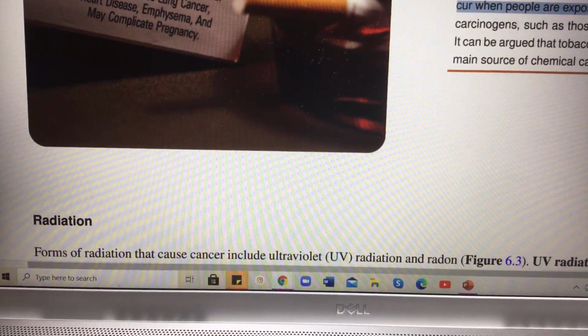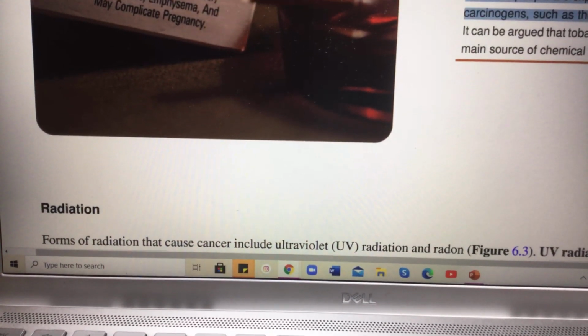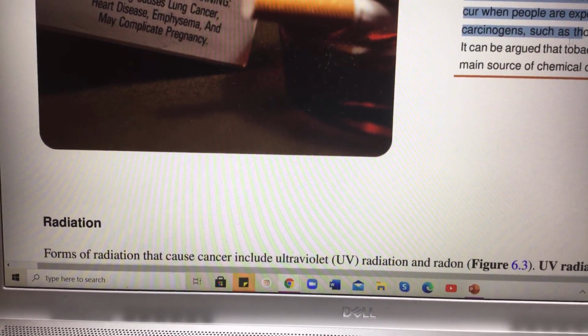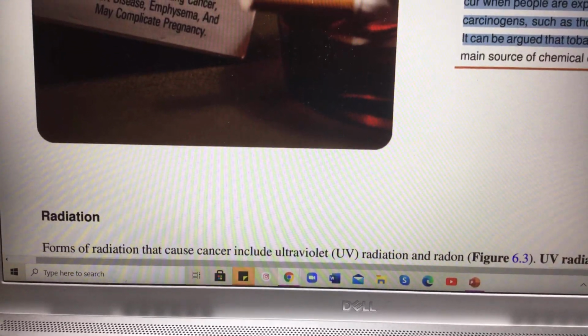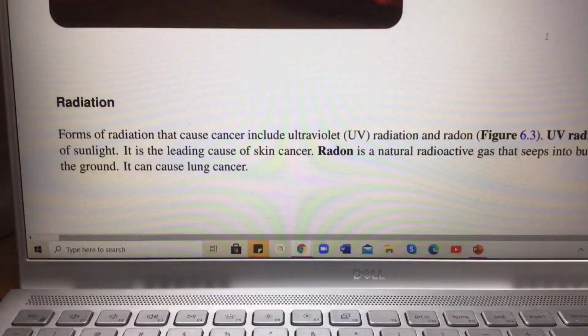The mutations that cause cancer may occur when people are exposed to chemical carcinogens, such as those in cigarettes. Tobacco smoke is the main source of chemical carcinogens.